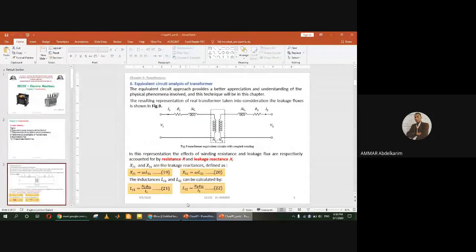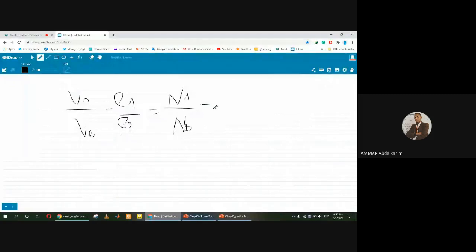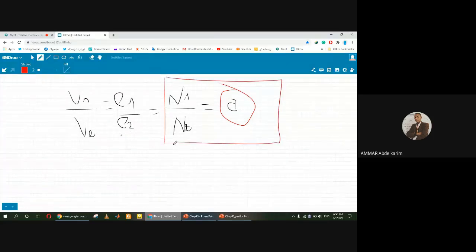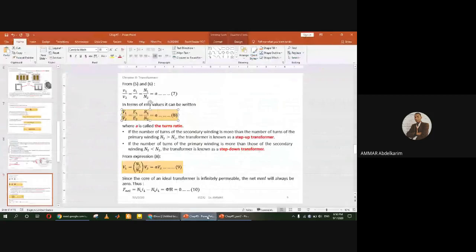This ratio we call the turns ratio, A. This is A, the turns ratio. A equals V1 over V2, and it is equal to E1 over E2, and it is equal also to N1 over N2. So the turns ratio is equal to N1 over N2, where A is called the turns ratio.